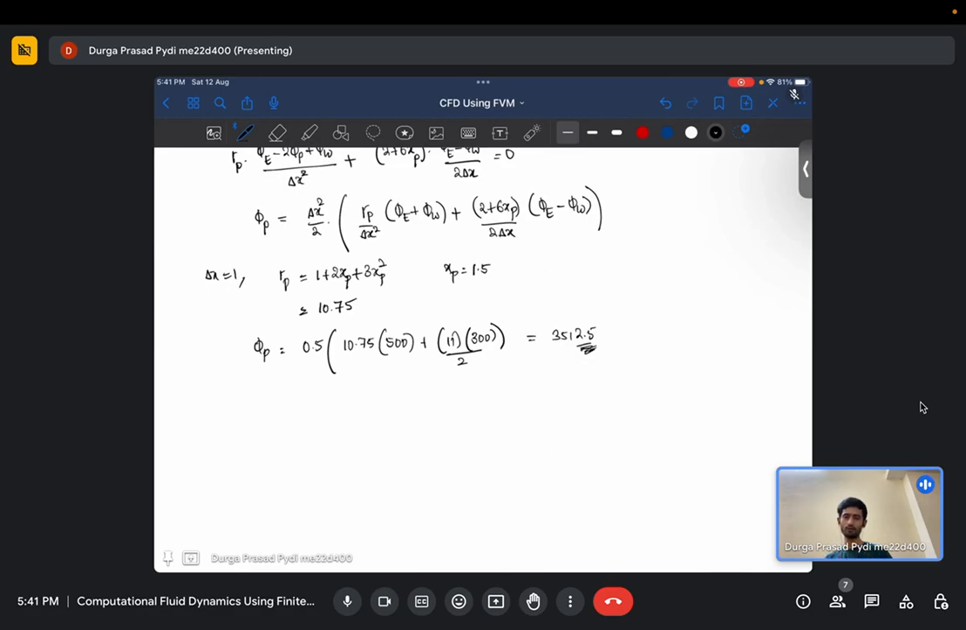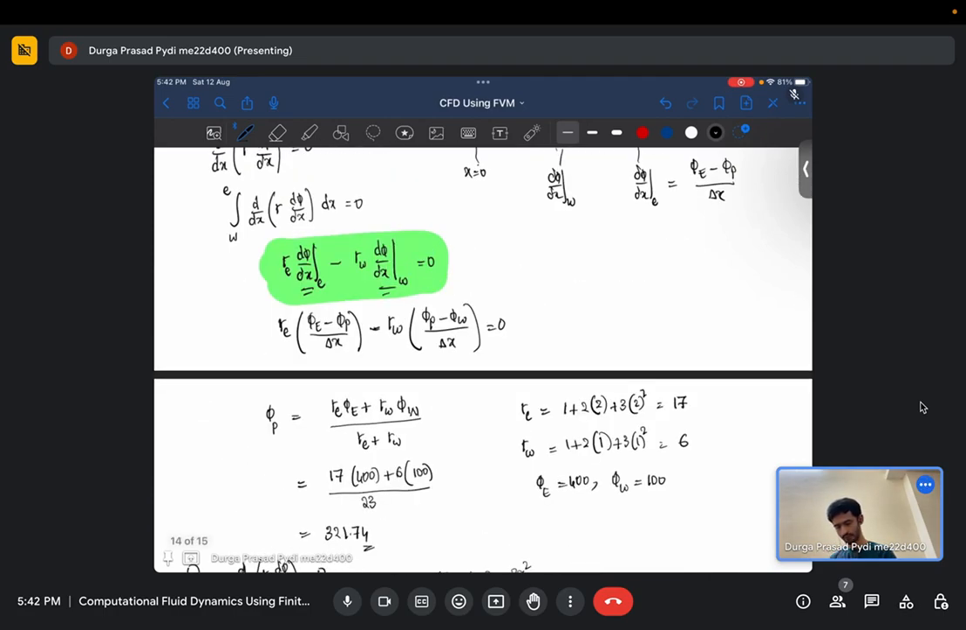So if you get a value of phi P by solving these equations, the next step you should be checking is essentially the fluxes on both the faces. So that essentially is gamma e d phi/dx on the east face, and on the west face. We already have the value of gamma e.